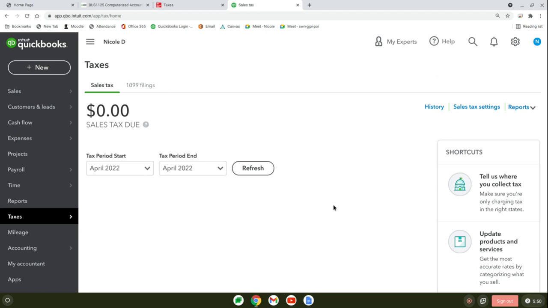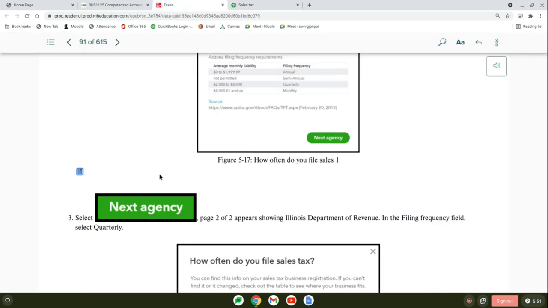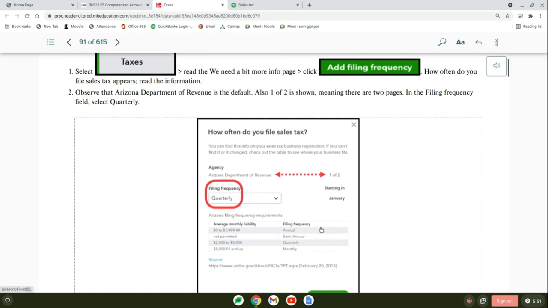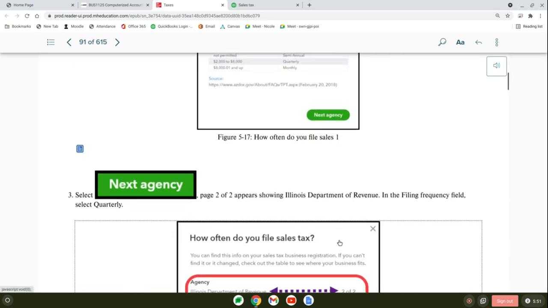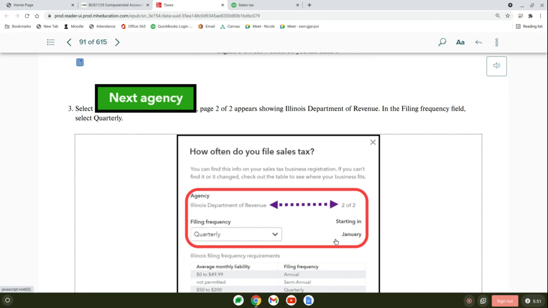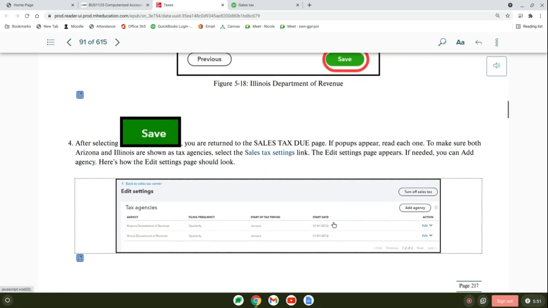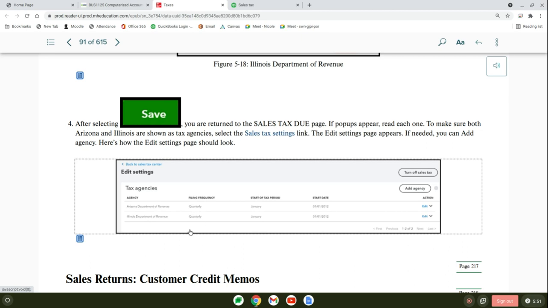All right, so I already set this up, so you're actually going to have to follow along. I'm sorry, mine's already set up. So because mine is set up, you're going to have to follow along with the book. You're going to click on taxes, and then you'll see where it says add filing frequency. You'll click on that, select quarterly, and then click on next agency. And then you're going to have the Illinois Department of Revenue, make sure that's quarterly, and save. And you should see that they both are now. So we'll have Arizona Department of Revenue quarterly and Illinois Department of Revenue quarterly.